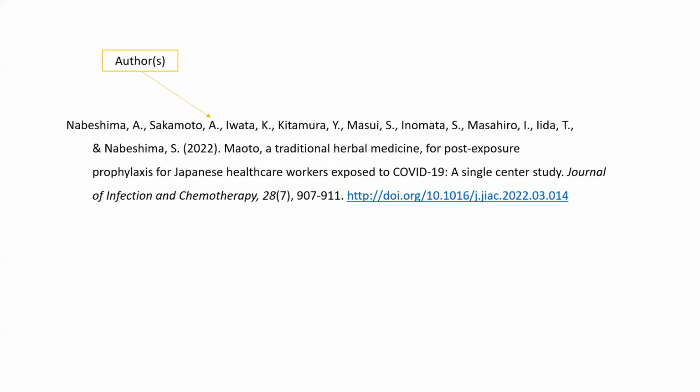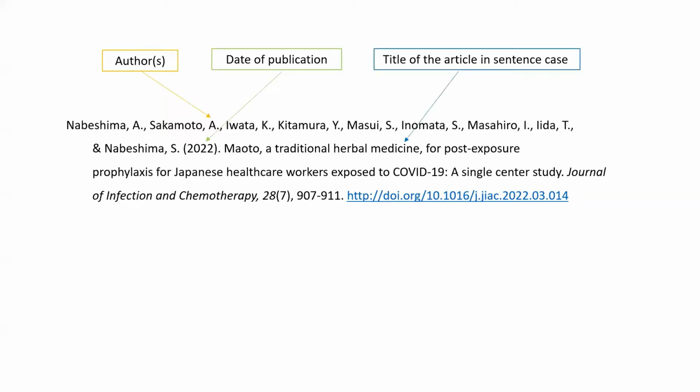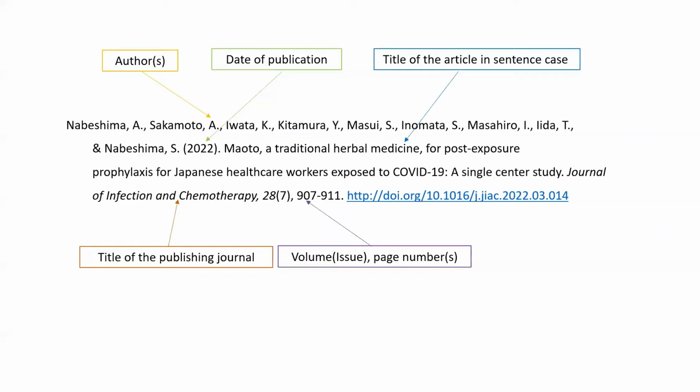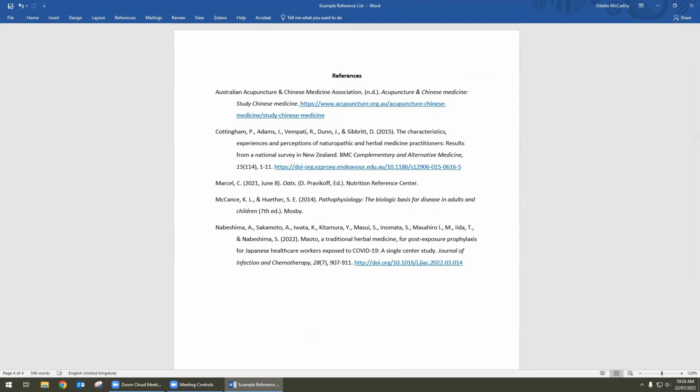The authors have been listed correctly and in full with the proper punctuation, followed by the date of publication in brackets, the title of the article in sentence case, the title of the publishing journal in italics, followed by the volume in italics, the issue in brackets, and the page range, with our live link DOI to complete the reference. With those corrections added, our references are now listed in the correct APA 7 style.